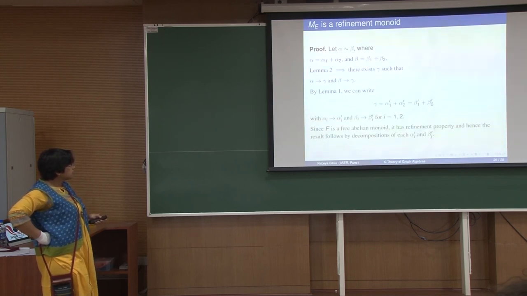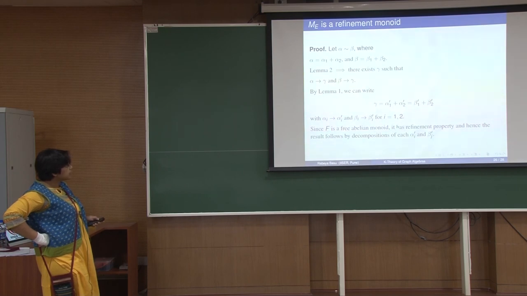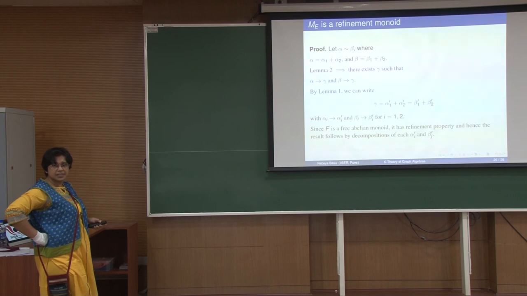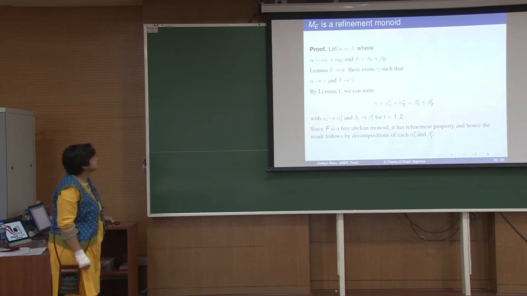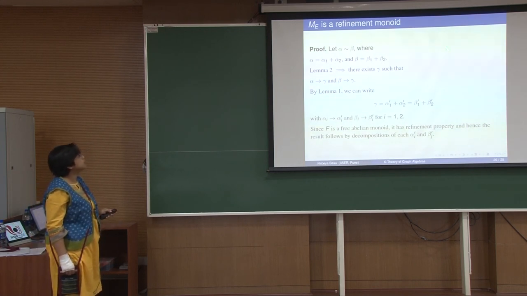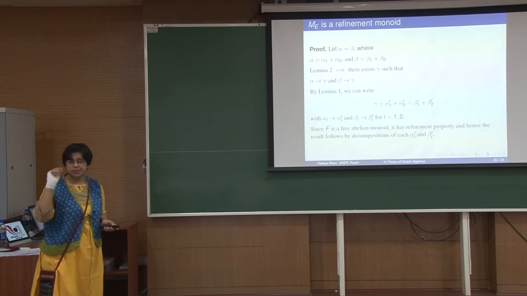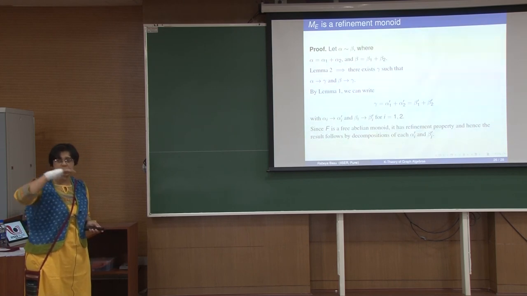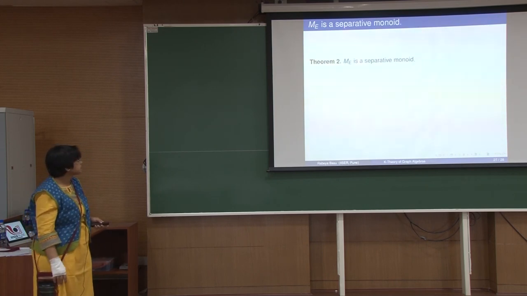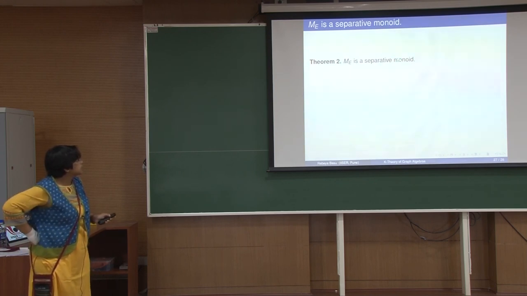Since F is a free abelian monoid, it has the refinement property, hence the result follows from the decomposition. Now one can show that a free abelian monoid has this refinement property. It takes a little bit of work, and then you can decompose each alpha_i prime and beta_i prime to get the result. Then one can prove that M is a refinement monoid. Therefore, it proves the first part, that our K0 is isomorphic to M_E and M_E has the refinement property, therefore K0 has the refinement property. Now, theorem 2: M_E is a separated monoid.